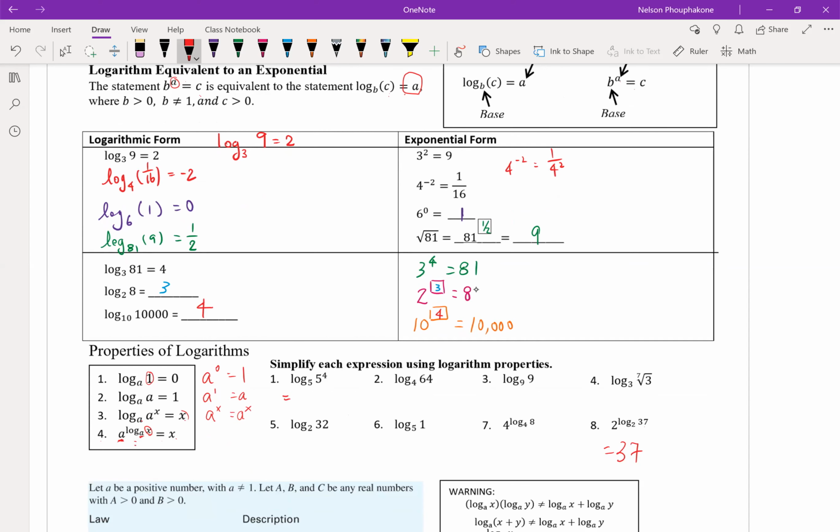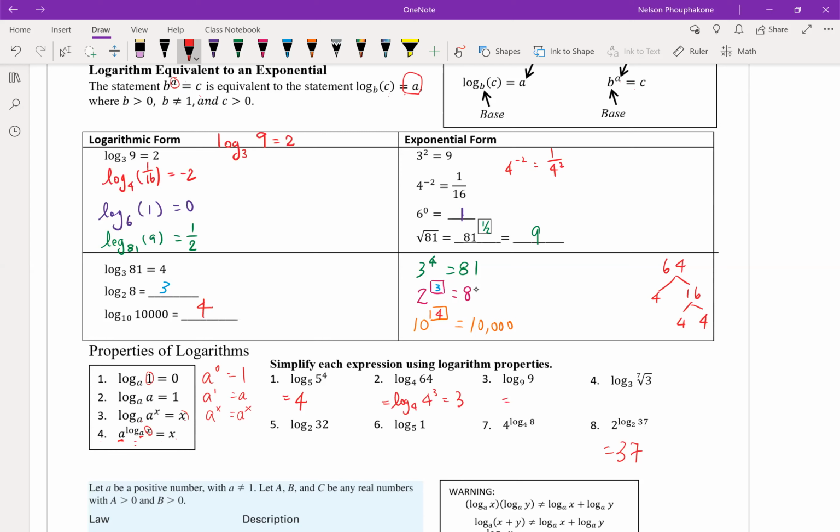Again, for this one, we have the same base, so we could use property number 3, then I know that my exponent 4 is the answer. And how about this one? Now, if you don't know 64 is 4 to what power, then what we could do is use a factor tree. So then we know that 64 is 4 to the 3 power. So therefore my answer will be 3.